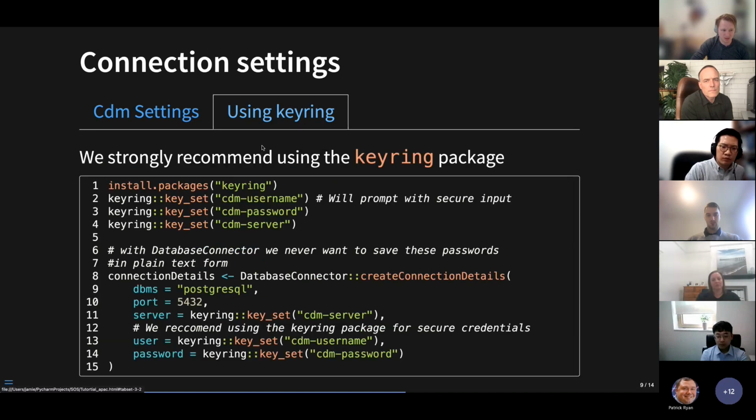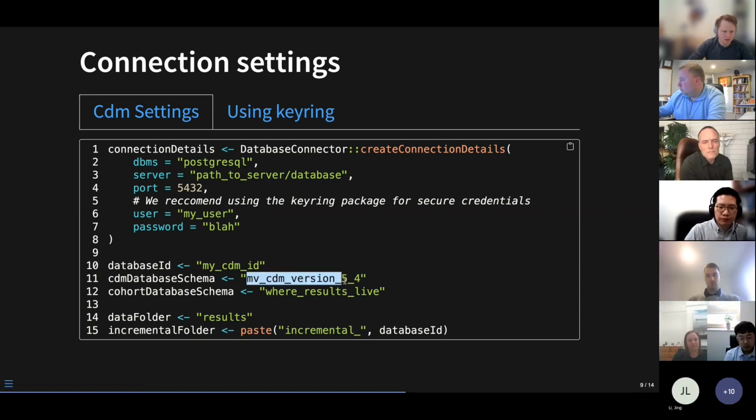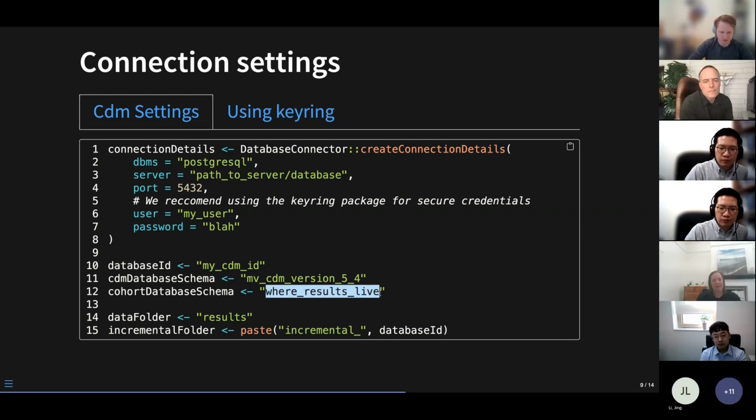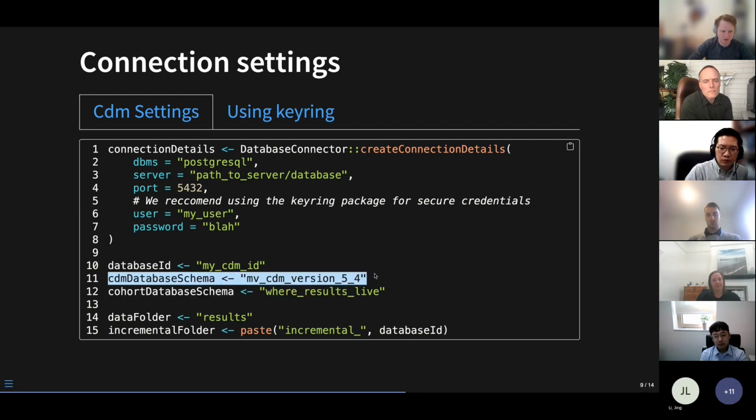We strongly advise you use the keyring package. It's pretty simple to get set up, and it means you can set your keys in your R session for reuse, and you won't have to risk sharing any of them with us. Following your connection details, you want to set your database ID, which is any string, but probably you want it relevant to your specific data set. Then your CDM schema for your database, and then your cohort database schema where your results live. So this schema needs to be writable. This schema only needs to be readable.